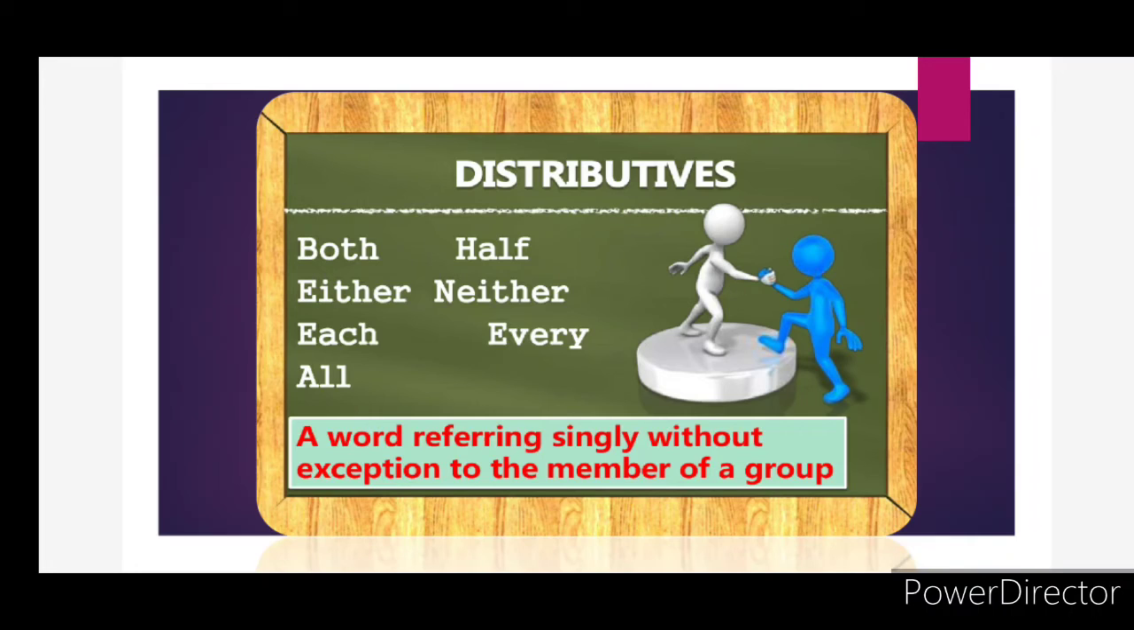Now let's have a look at distributives. A word referring singly without exception to the member of a group. For example, both, either, each, all, half, neither, every. All these are examples of distributives. I repeat, a word referring singly without exception to the member of a group.